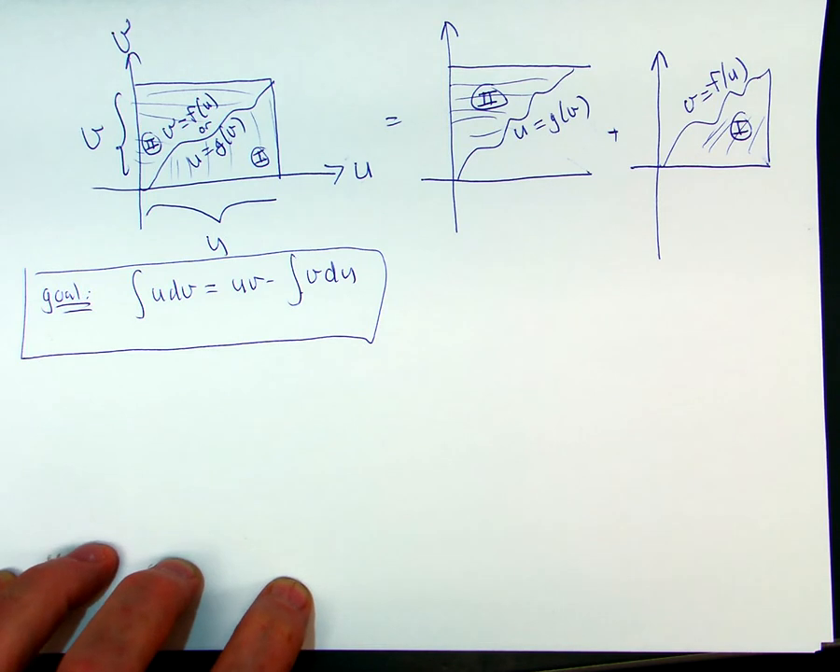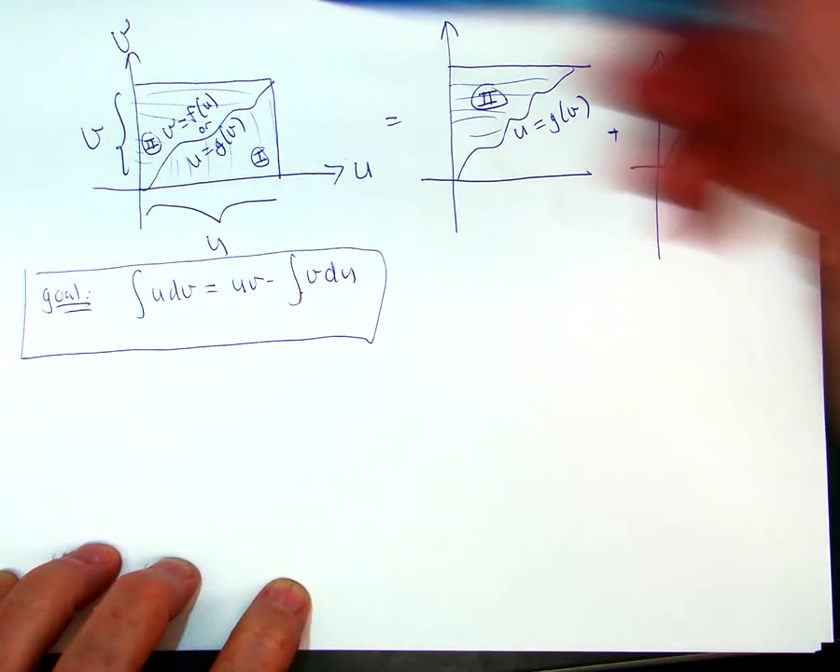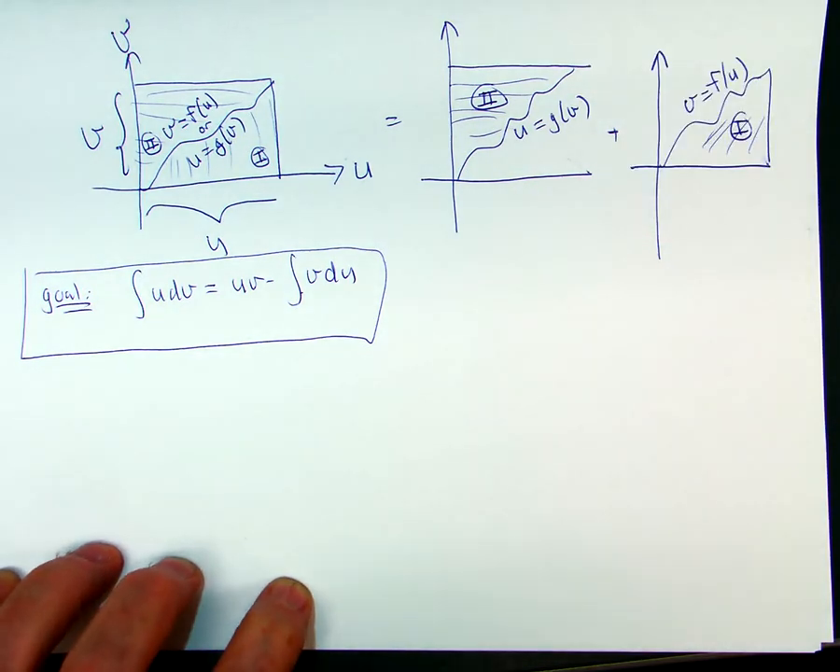Show me where the integration by parts formula comes from, either using this method, the geometric method, or the method we used in class last week. So here's the picture.